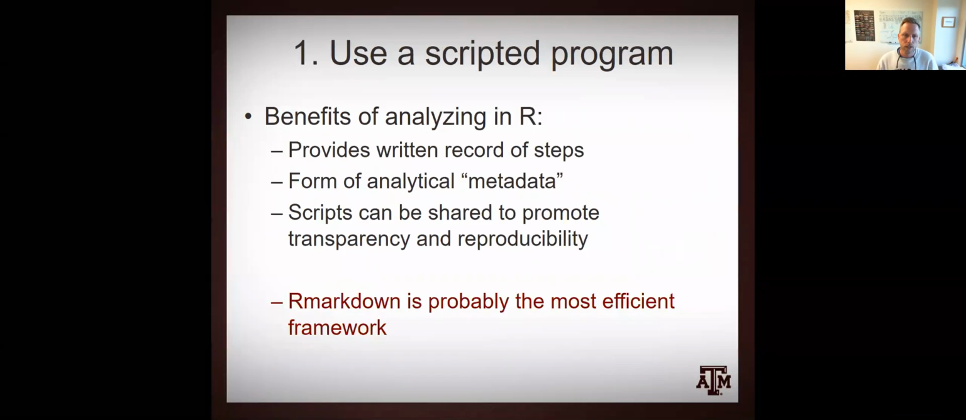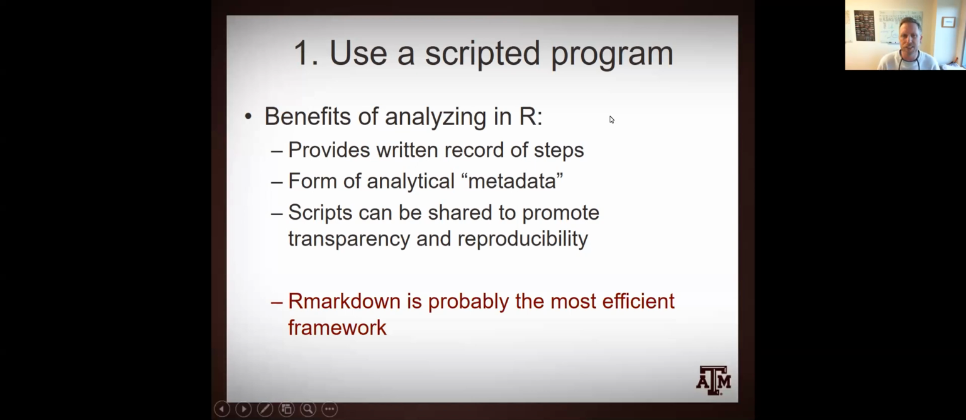So the first of the 13 pointers they give is to use a scripted program such as R to store and analyze data. And they point out that this provides a written record of steps that you take when you're either cleaning the data or transforming the data before you analyze them. And this provides an analytical metadata or step-by-step of how the raw data were treated, which can be useful in terms of sharing what you did to promote transparency or reproducibility. And later in other lectures, I'll show you how to use R Markdown to do that really effectively. But today we'll just stick with the basic R coding in an R script.